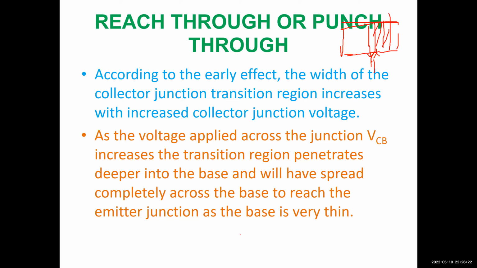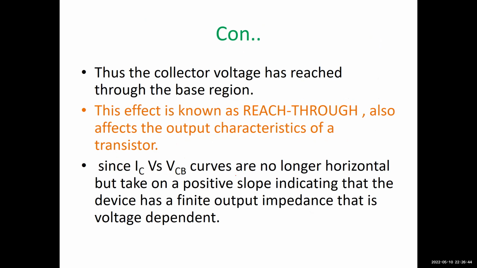Now this depletion region is coming towards this junction, so this also is going to become occupied. That is, the depletion region reaches the emitter junction. So this is the emitter junction. It goes completely across the base to reach the emitter junction, as the base is very thin. Thus the collector voltage has reached through the base region. This effect is known as reach through or punch through, which affects the output characteristics of the transistor.